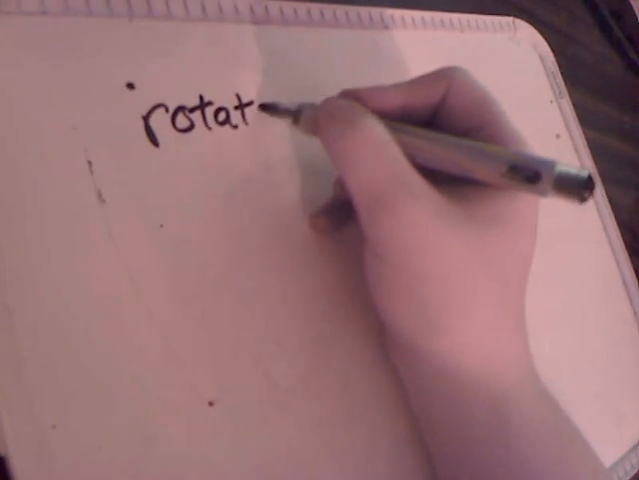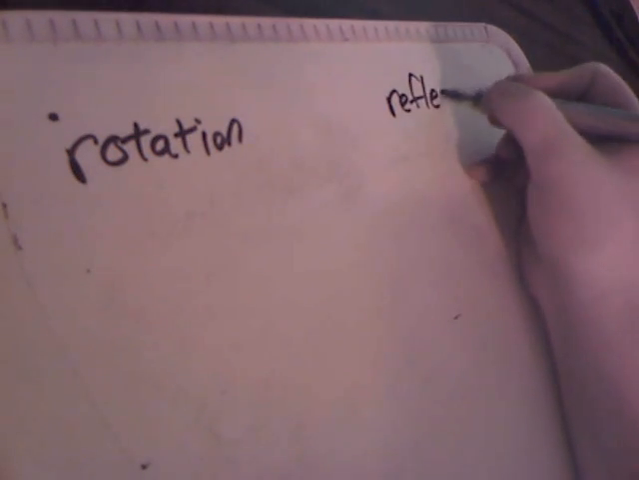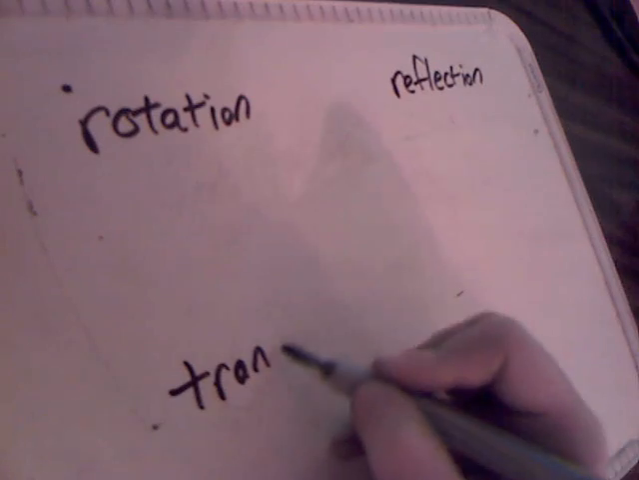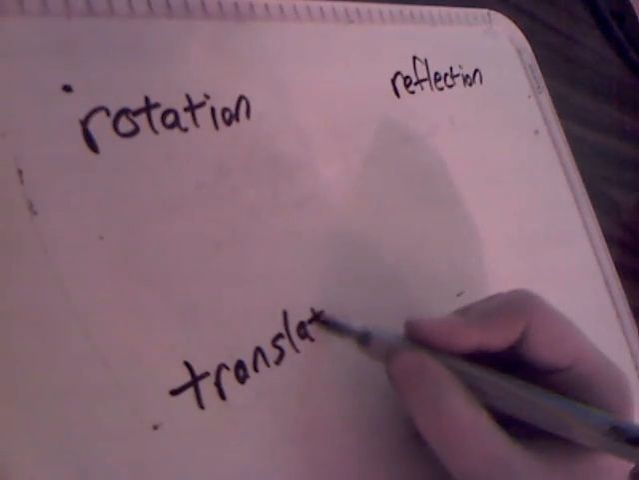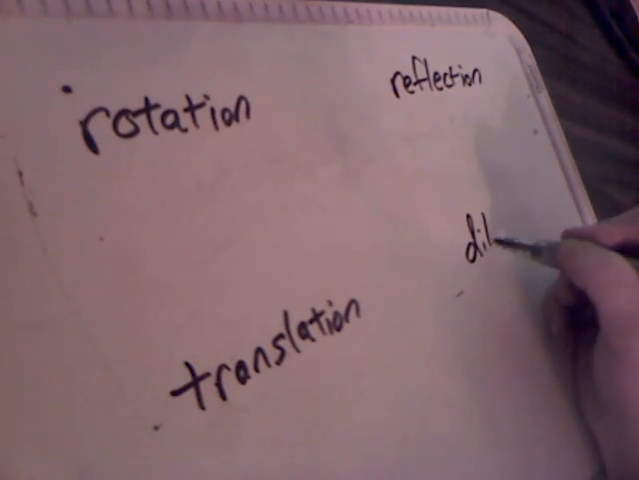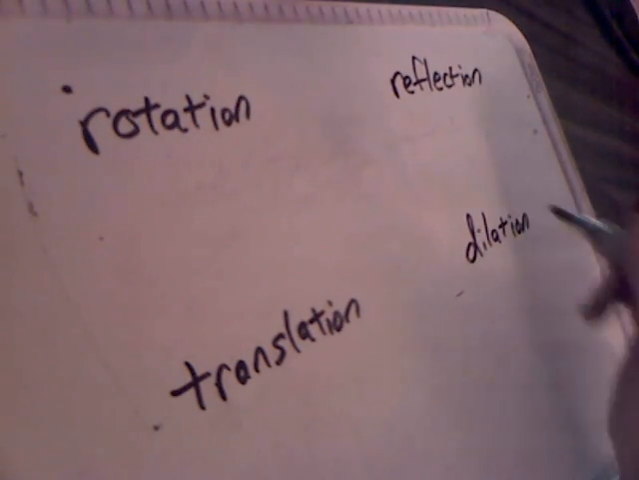This video is going to talk about 4 different types of transformations that you can make with different shapes. The first type of transformation is called a rotation, which is turning something around a point. We also have reflections, which is like looking in a mirror. We also have translations, which is moving something around. And then the last one we're going to talk about is a dilation, which is changing the size of something.